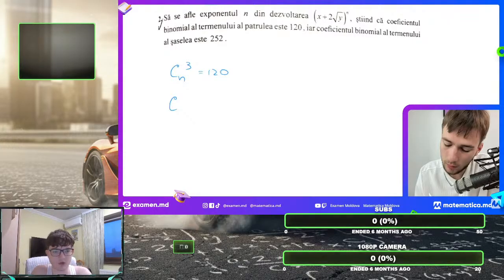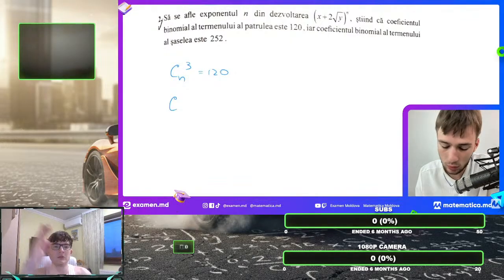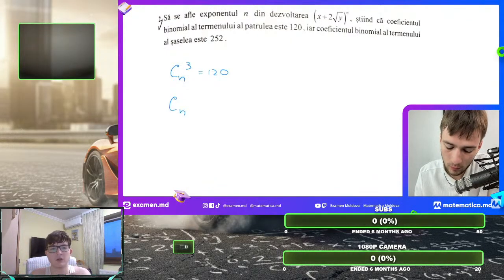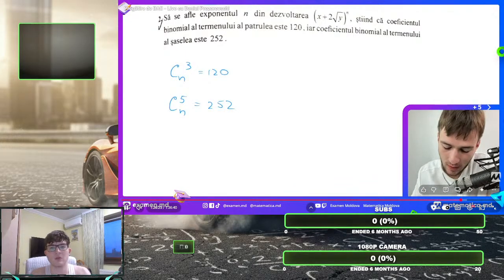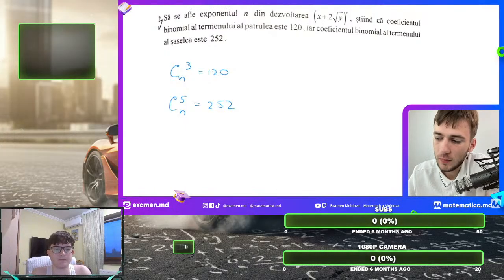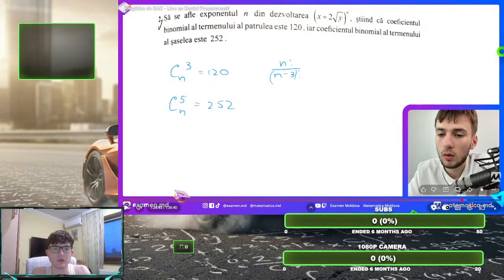So this means that basically for the sixth term we're gonna have to write down Cn5 is equal to 252, and solve like this. Can we actually get what n is from this? Yeah, this one's a bit tricky, but we're gonna ninja it through. 252. Bam. So basically you use a formula. Remember that stuff, n and n minus 3 right there.